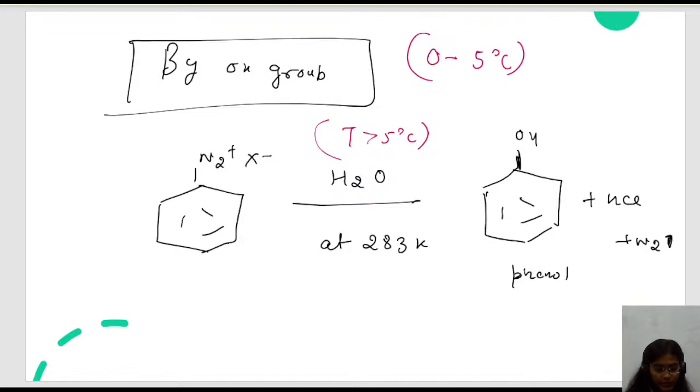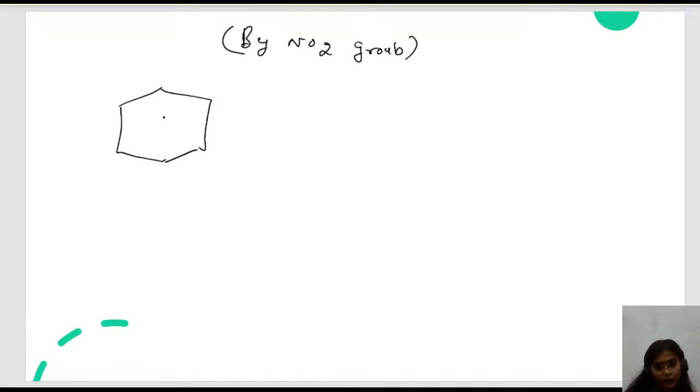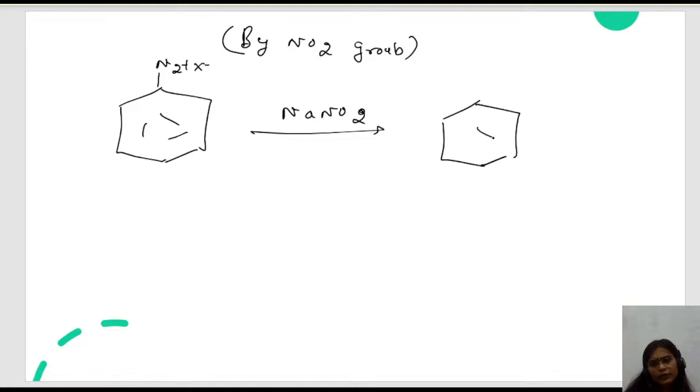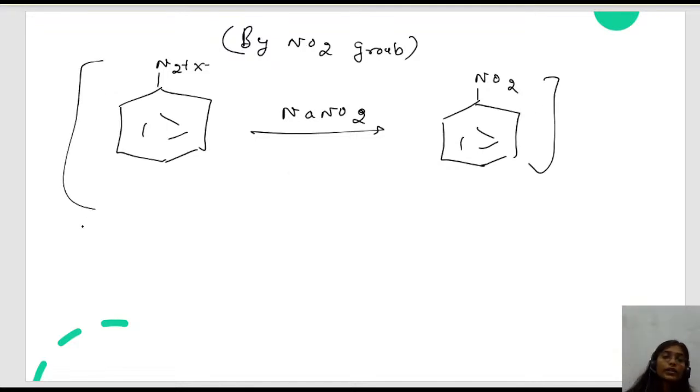And let's see the last part, that is by NO2 group. Again, that is the same, N2 positive, X negative. In this case, we have to use basically NaNO3, and then it's simple, and then we're getting this. Okay, so this is all for the reaction with the benzene diazonium chloride by the replacement or by the displacement of N2 group.